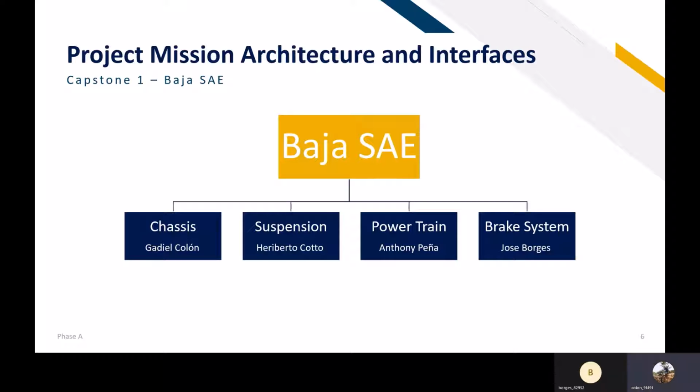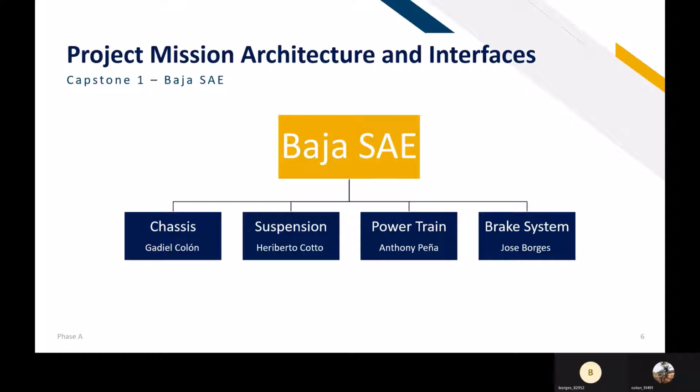Good afternoon. My name is Jose Borges, and today I will be presenting our team's project mission architecture and interfaces, and also the N-square diagram for our system. Our project is based on designing and assembling a SAE mini Baja vehicle. This will be our main system, but our project will be directed at analyzing 5 of the main subsystems.